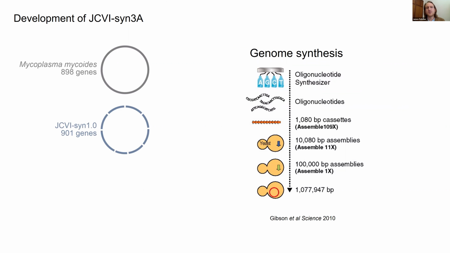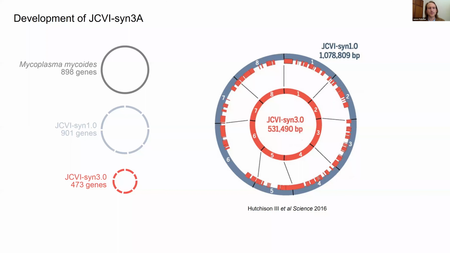And then JCVI Syn 1.0, using the genome synthesis technology, largely mirrors the natural sequence of Mycoplasma mycoides. And then using these design build test cycles, JCVI Syn 3.0 represents a subset of the genes contained in Syn 1.0. And it's called Syn 3.0 because during the process of genome minimization, there was a 2.0.